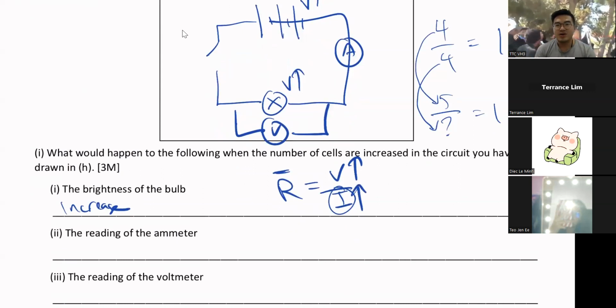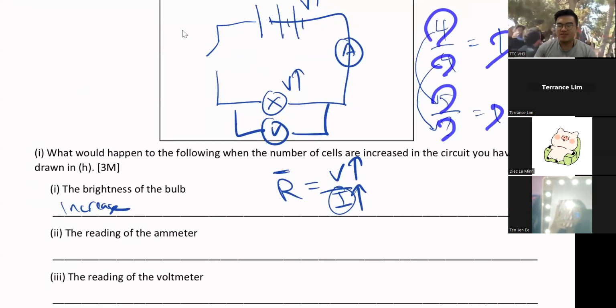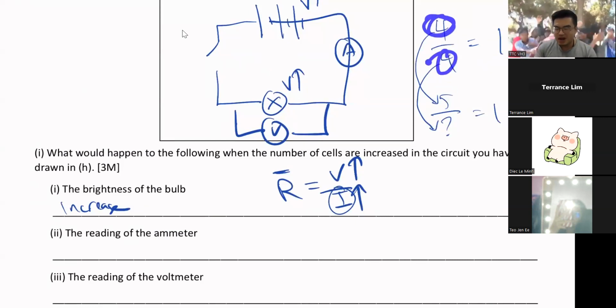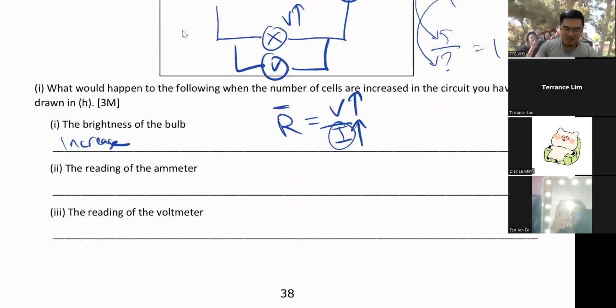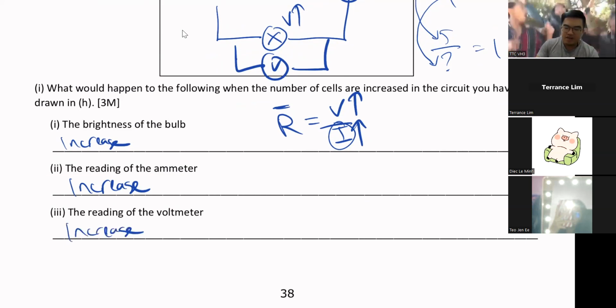Am I making sense? 4 over 4 is 1, 5 over 5 is 1. When my up increases, the down also increases. So the reading of the ammeter will increase. What about the reading of the voltmeter? Of course, it increases also, because you're adding more voltage already. So there's more V. Of course, it increases.